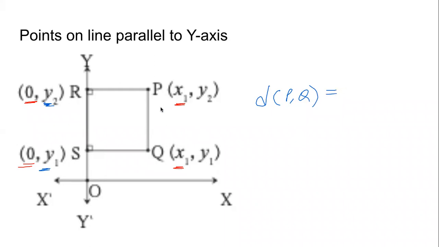So the distance between P and Q will be the same as the distance between R and S. Now the distance between R and S is y2 minus y1. So the distance between P and Q will also be y2 minus y1. It's the same thing.